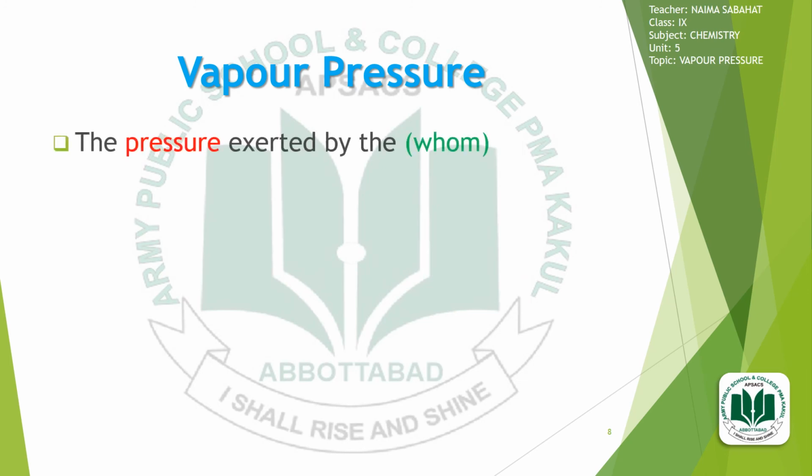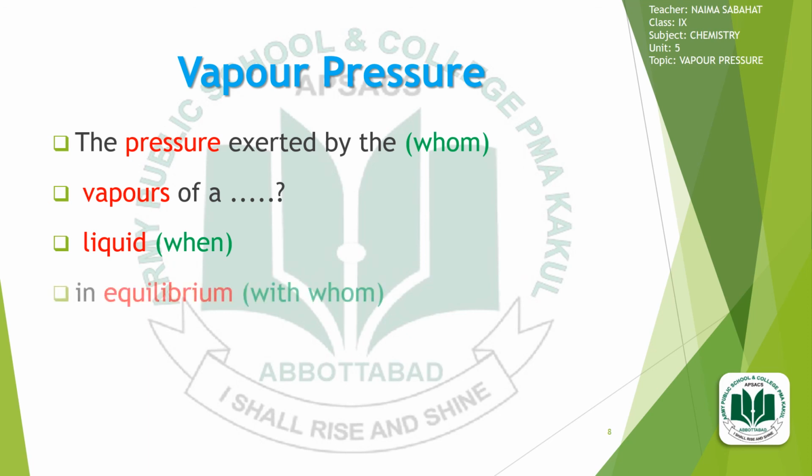So here comes the definition of vapor pressure. The pressure exerted by whom? By vapors. Vapors of whom? Vapors of liquid. When do these vapors exert pressure on the liquid? When these vapors are in equilibrium. In equilibrium with whom? In equilibrium with the liquid. So it makes the definition of vapor pressure: the pressure exerted by the vapors of liquid in equilibrium with the liquid is called vapor pressure.